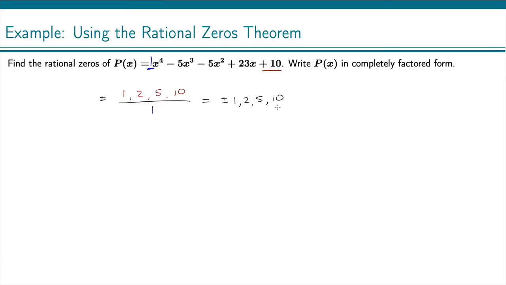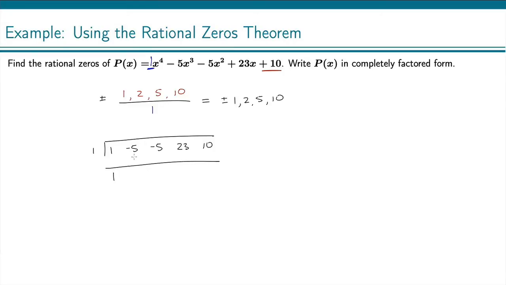And these are the numbers that we're now going to try and see if they work in our polynomial to factor out. So we do synthetic division. We list the coefficients of our polynomial. So 1, -5, -5, 23, and 10. And out here, we'll just start with our small numbers. So we'll start with 1 here.